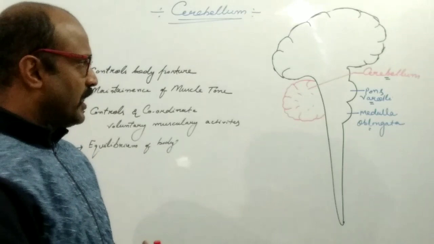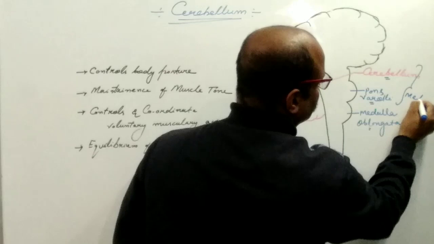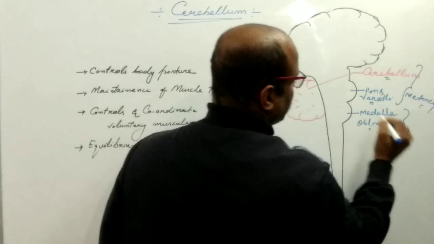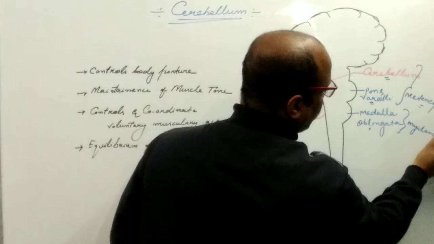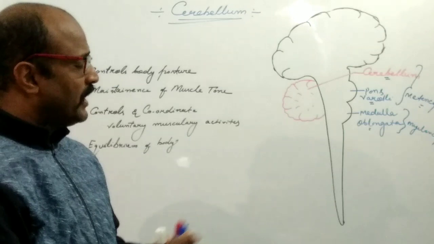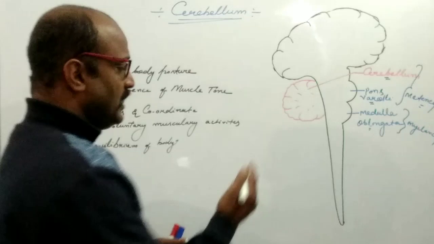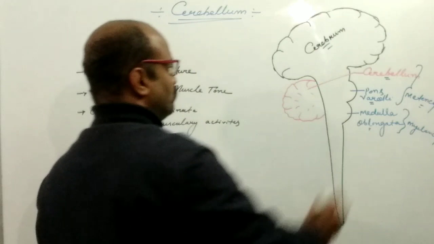Cerebellum and pons varolii collectively form the Rhombencephalon, and the medulla oblongata forms the Myelencephalon. So the hindbrain has two parts: one is the Rhombencephalon, another is the Myelencephalon. The Rhombencephalon is composed of cerebellum and pons varolii. The Myelencephalon is composed of a single part, the medulla oblongata. This is the cerebrum.